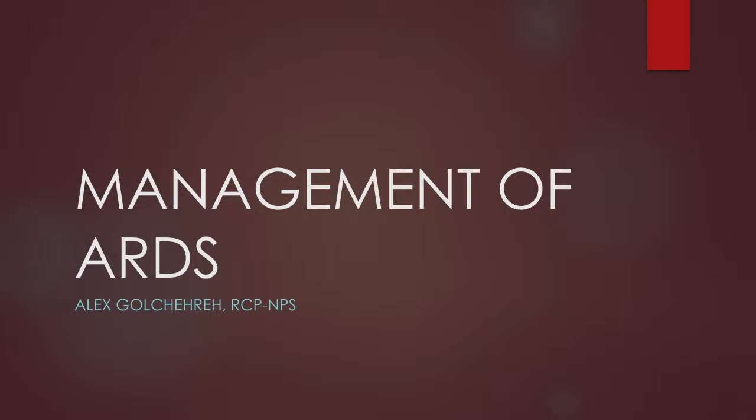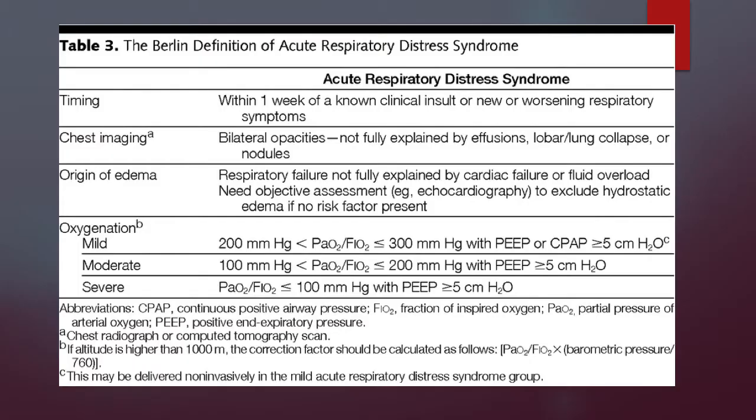So I'm going to be talking about the management of acute respiratory distress syndrome, primarily in adults, and how we manage it. And we're primarily going to be comparing high frequency oscillatory ventilation and APRV. Okay, and we're going to get a little bit into those two modalities. But first, let's just talk about what ARDS is.